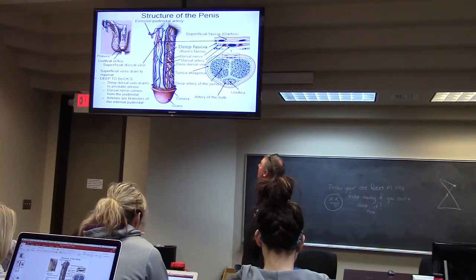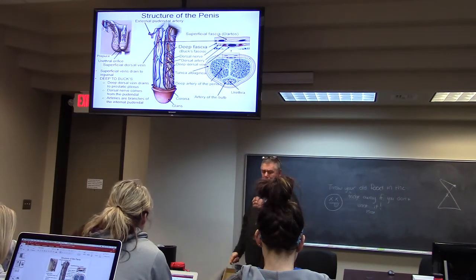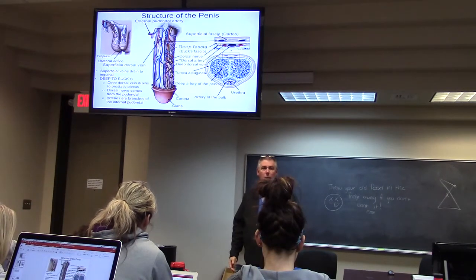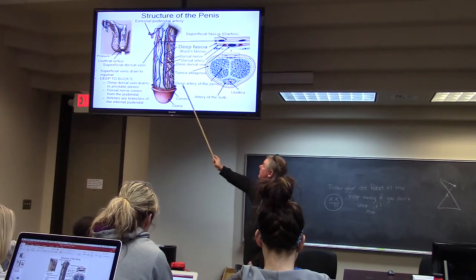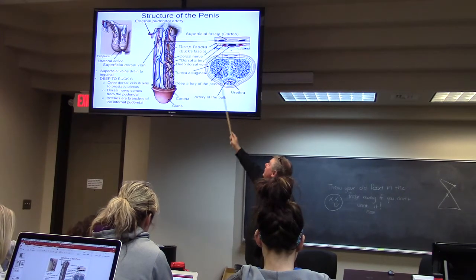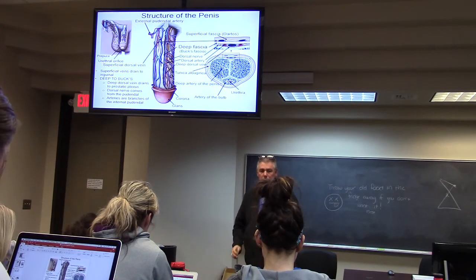So, there you go. There's also two arteries that you'll find right in the middle of the corpus. Those are called the deep arteries of the penis. Right there. All of this is very easy to find if you just transect the penis.